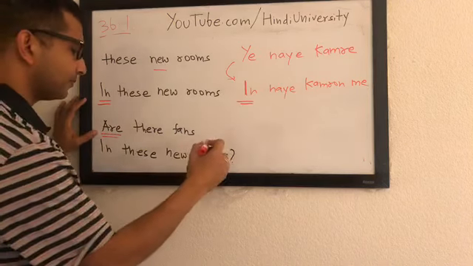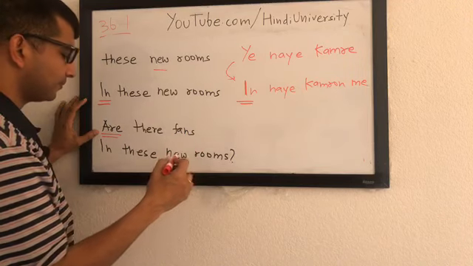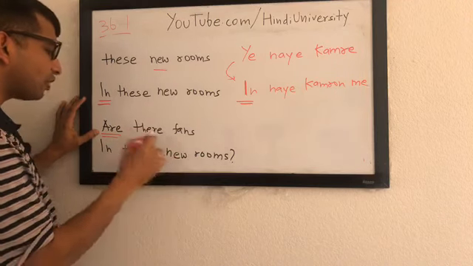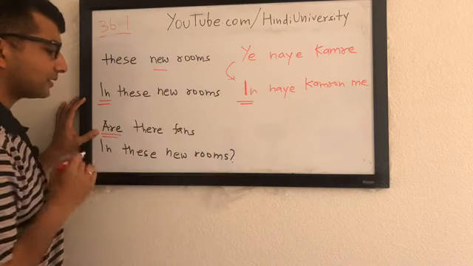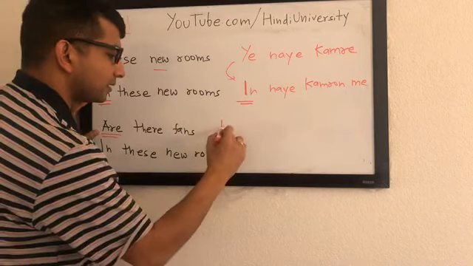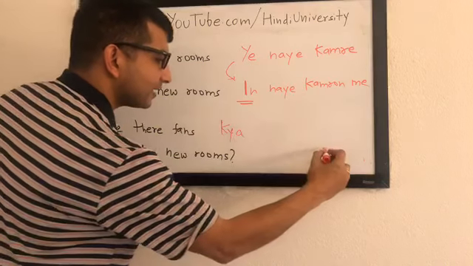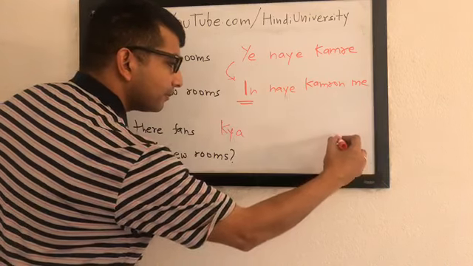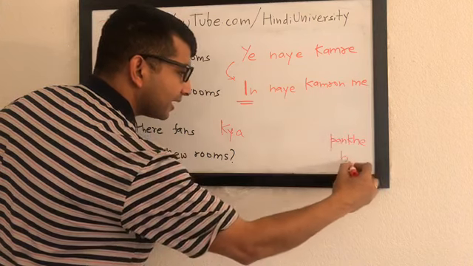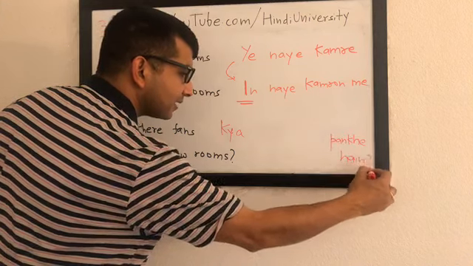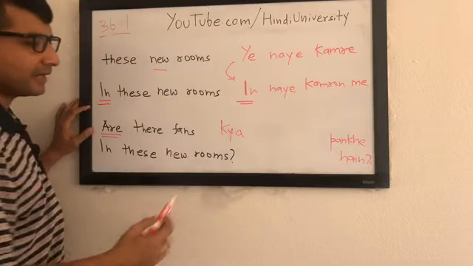Okay. Now. क्या इन नए कमरों में fans हैं? Okay. Awesome. What if it is just, are there fans? How will you say that? क्या fans हैं? क्या fans हैं? Okay. और क्या पंखे हैं? क्या पंखे हैं? If it is just simply that, are there fans? क्या पंखे हैं? That's what you will have.